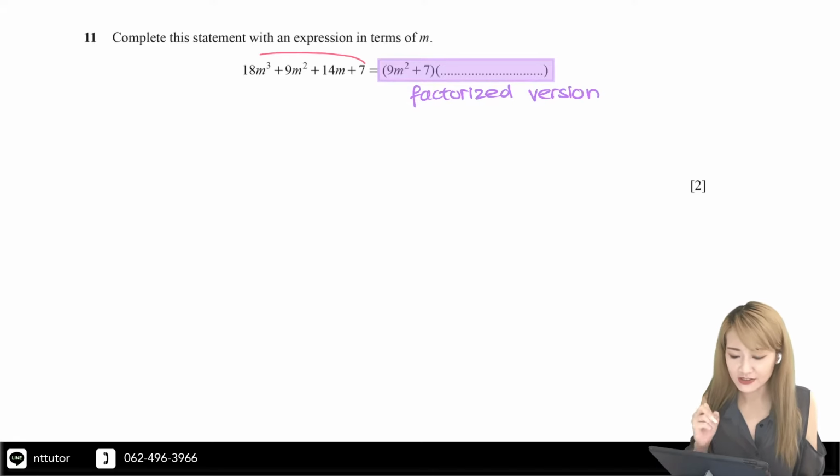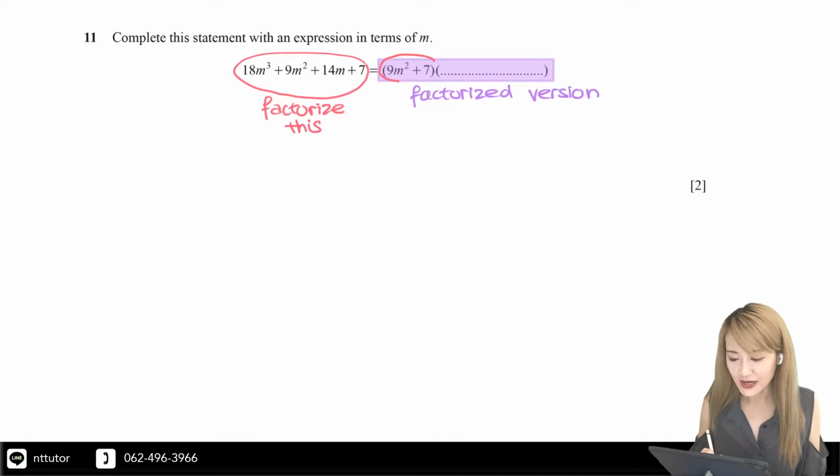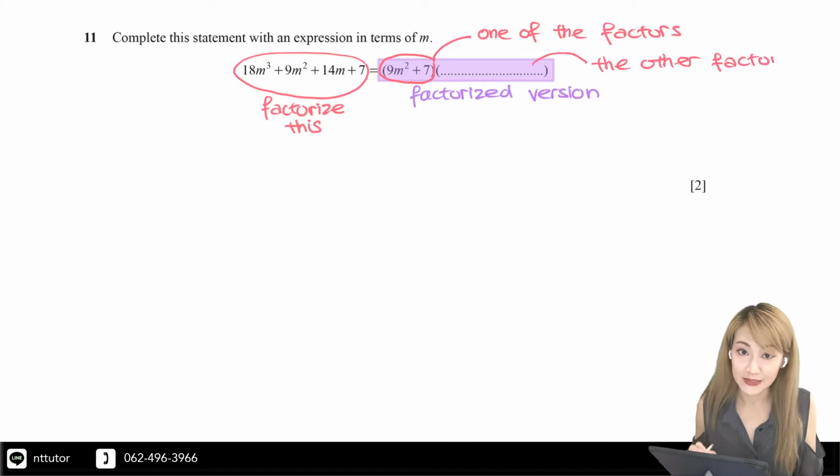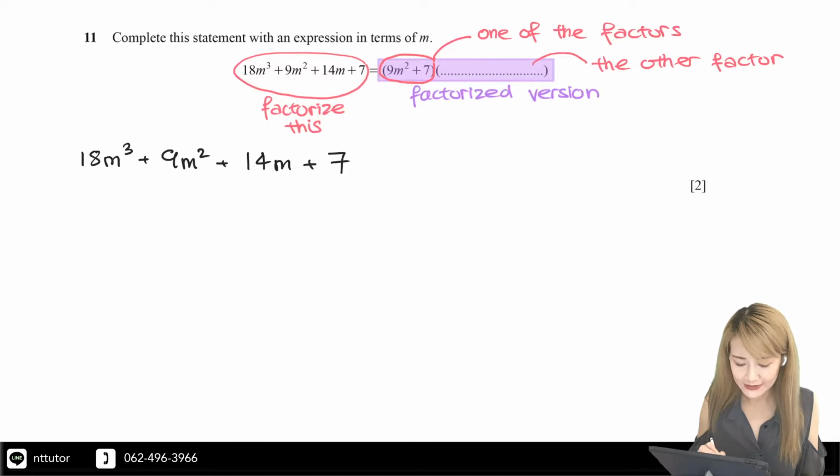So if we can factorize the left-hand side, one of the factors will be 9m squared plus 7, and the other factor will be the thing that we will put in the empty space in that expression. So we need to factorize 18m cubed plus 9m squared plus 14m plus 7. And we can factorize by taking out the common factors.